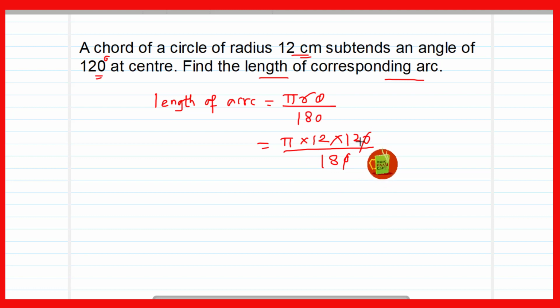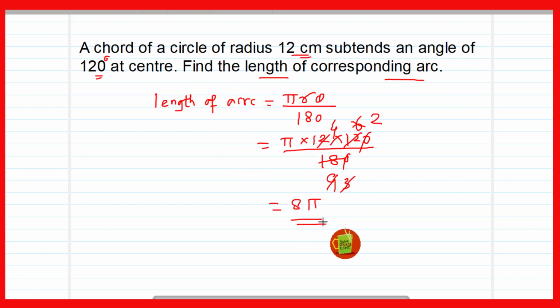So this 0 and 0 will get cancelled. 2 sixes are 12, 2 nines are 18, 3 twos are 6, 3 threes are 9, and this will be 3 fours are 12. So 4 twos are 8, which is equal to 8 pi, and therefore the length of the arc is equal to 8 pi.